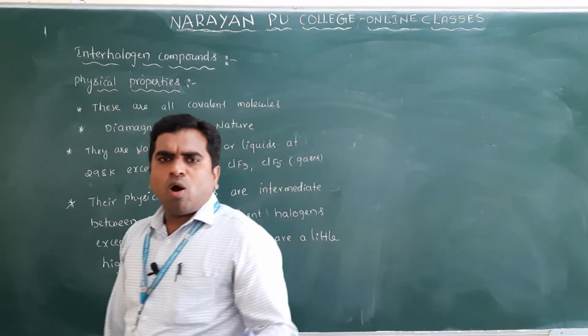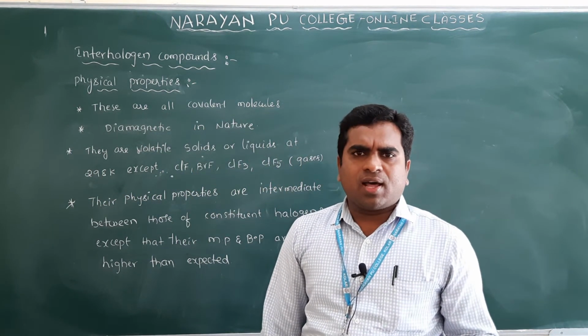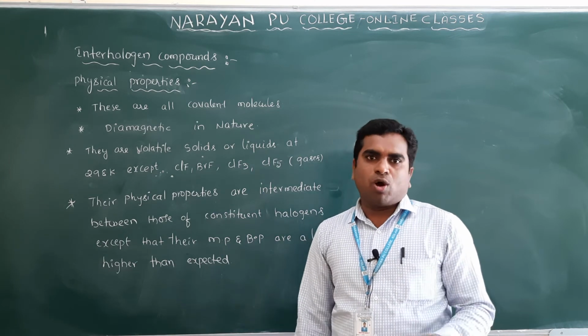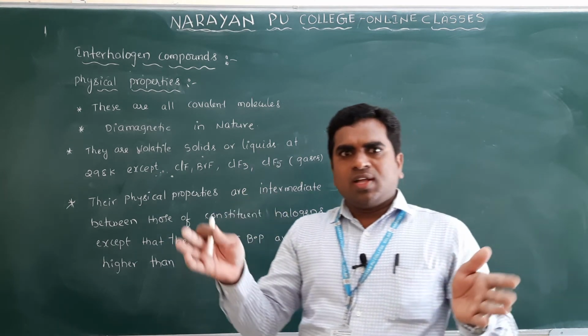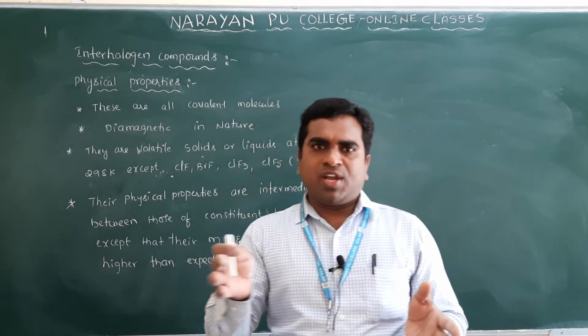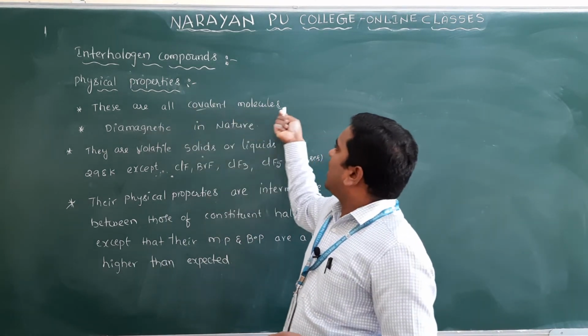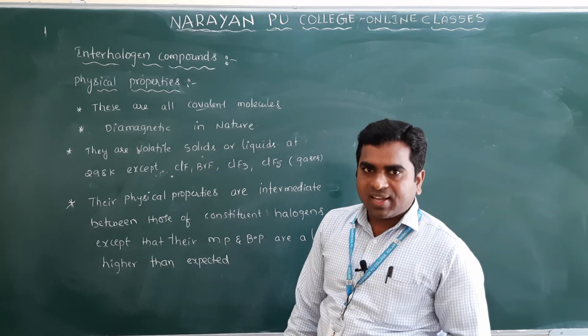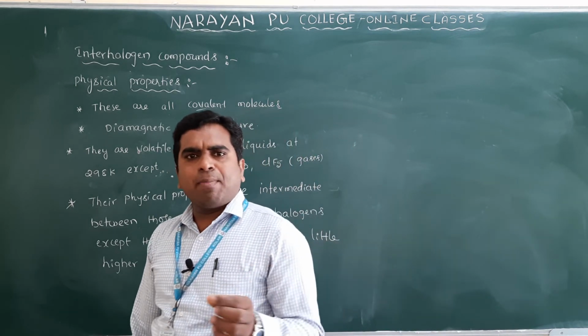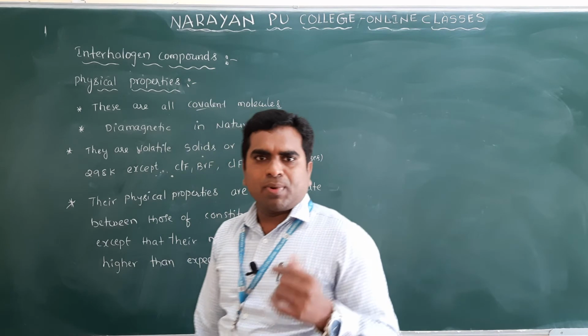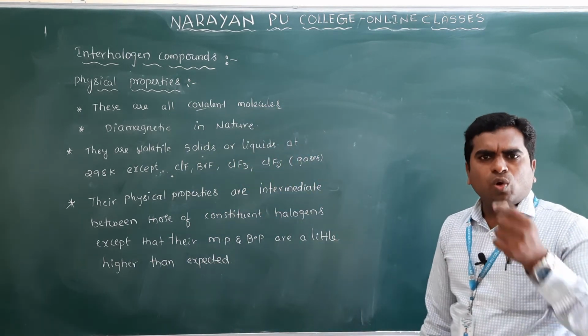Clear? So all interhalogen compounds are covalent molecules. Why? Because there is only a small difference between the electronegativities. So that's why all these are covalent molecules. Clear? And also all are diamagnetic in nature. They all are which one? Diamagnetic. Why diamagnetic? You already know that.